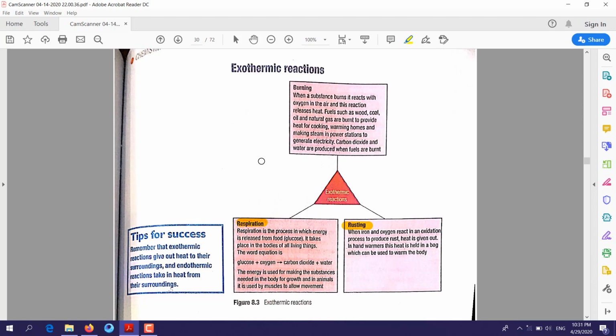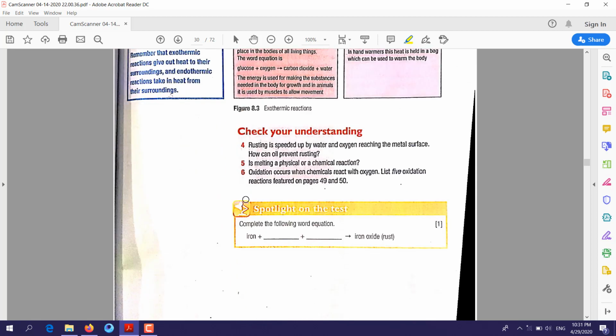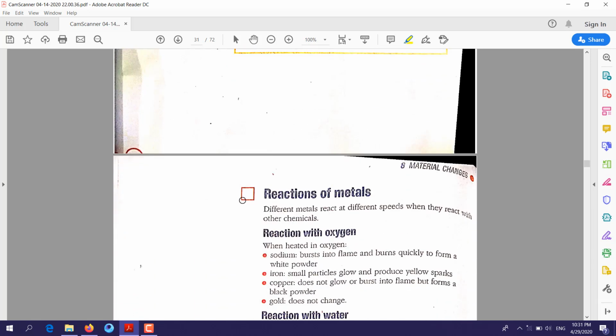Exothermic and endothermic reactions, this is an important topic you need to know. You need to focus on the definition of each one, and also you should be familiar with the examples of them. Check your understanding, your task.